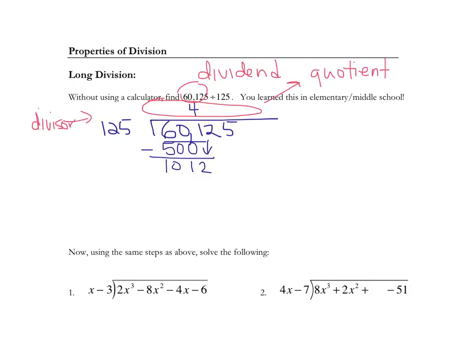How many times does 125 go into 1012? Goes in 8 times evenly. And 8 times 125 is 1,000. Subtract. I have 12 left over, and then I'm going to bring down the 5. And 125 goes into 125 one time. So 60,125 divided by 125 is 481 with no remainder.